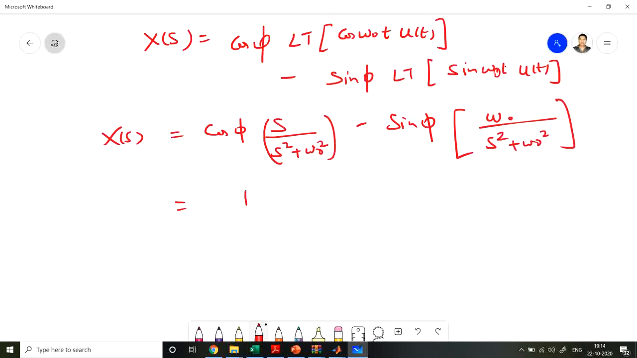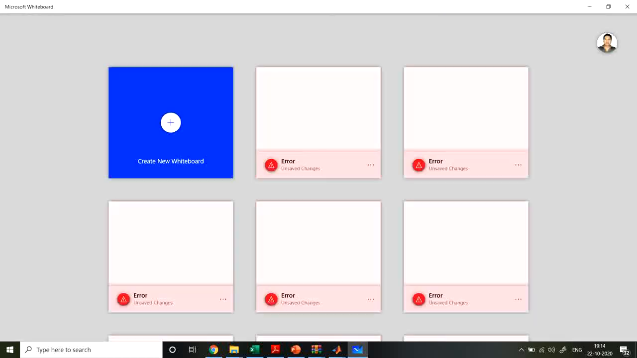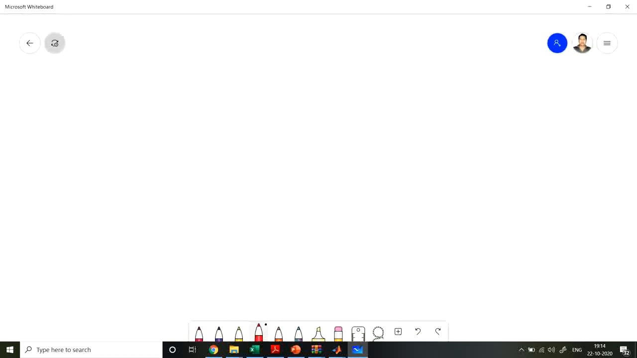So we can take 1 divided by s square plus omega naught square common. It equals (s cos(phi) minus omega naught sin(phi)) divided by (s square plus omega naught square). The ROC is obviously real part of s greater than 0.